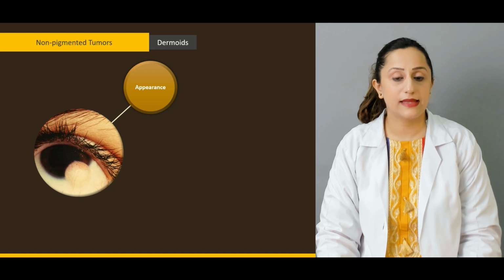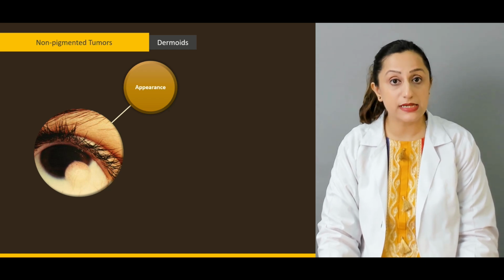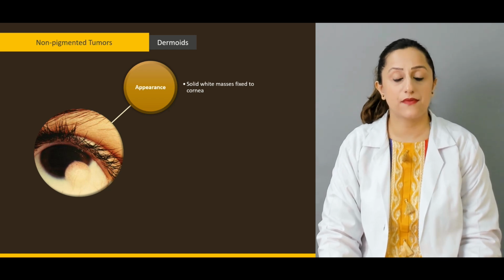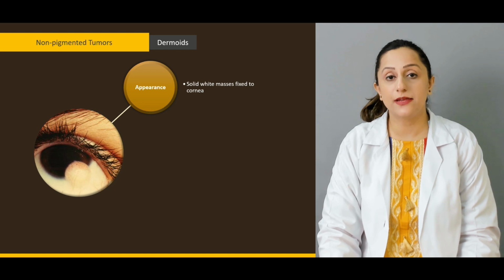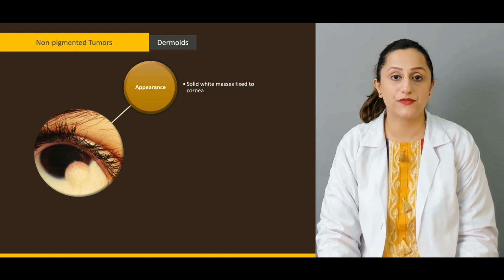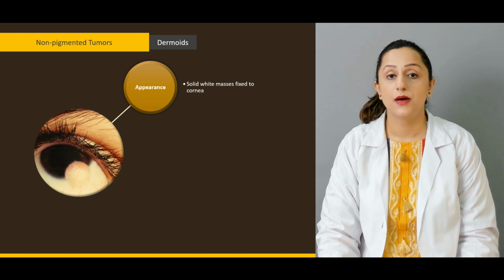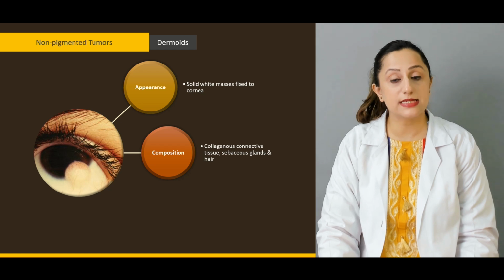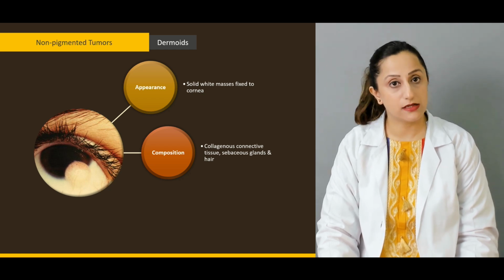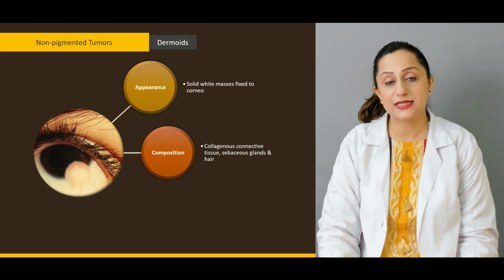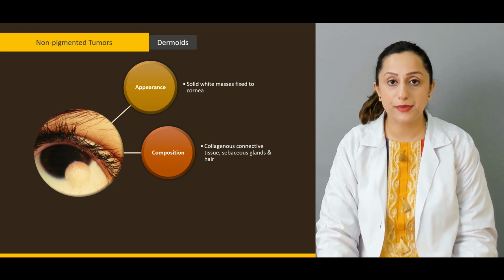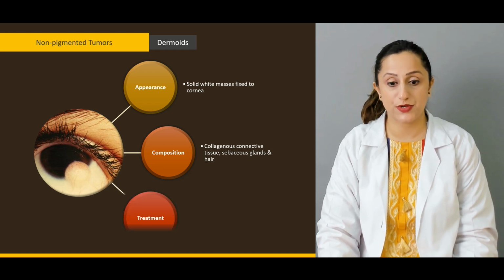The dermoids, when we talk about them, have their particular appearance. They are non-pigmented in nature, basically solid white masses that are mostly fixed to the cornea. It can be the limbal region that is involved in a lot of cases. It can be the bulbar conjunctiva. The composition is basically collagenous connective tissue. We have hair, and we have the sebaceous glands that are included in this. These are the final components of this kind of dermoid cyst that is present over here.